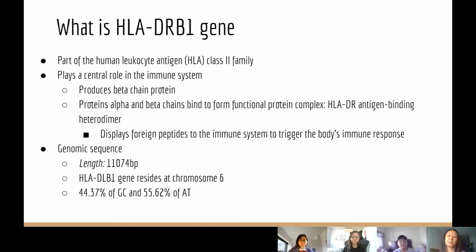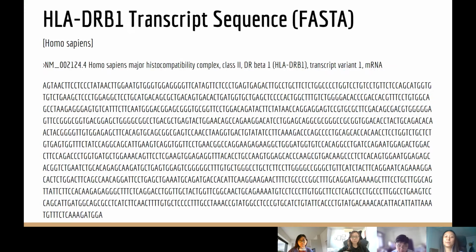The genomic sequence length is 11,074 BP, consisting of 44.37% of GC and 55.62% of AT. So this shows the transcript sequence of the HLA-DRB1 gene.